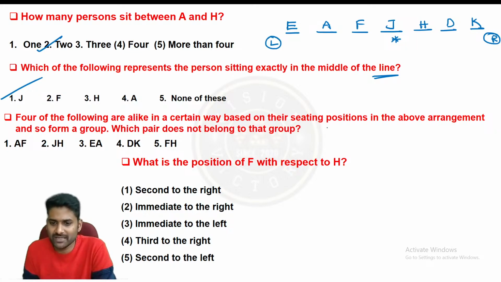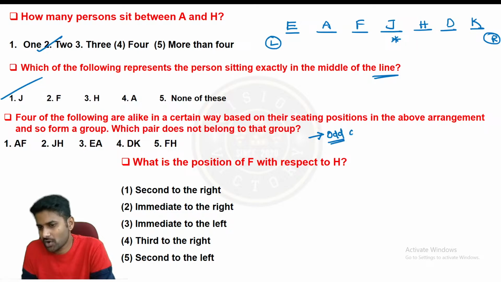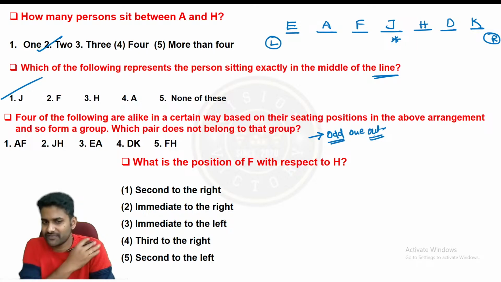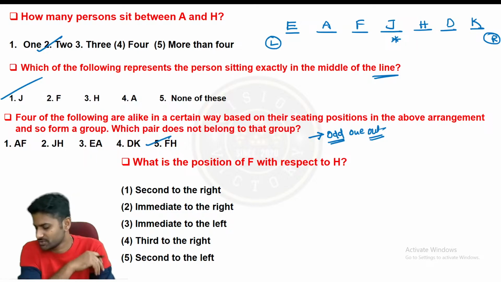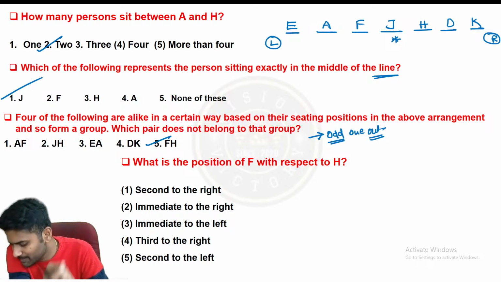Now guys, tell me which one is different from the others. Let's call this question odd one out. You just tell me which pair is completely different from the others. AF are adjacent to each other, JH adjacent to each other, EA adjacent to each other, DK adjacent to each other, FH is not adjacent to each other. Then you can see that is the completely different pair.